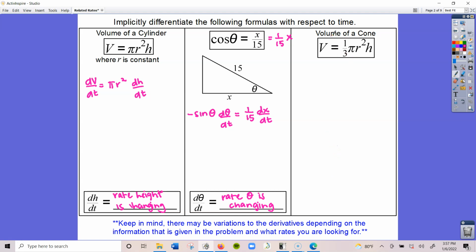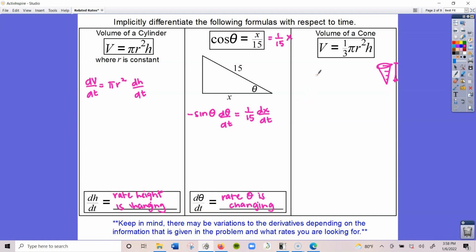This last equation is the volume of a cone, which is V equals 1 over 3 pi r squared h. Now in a cone, the radius and the height are always different because of what a cone looks like. Depending on where you are along the cone, the radius gets smaller the more you go down, and the height also changes depending on where you are along the cone.